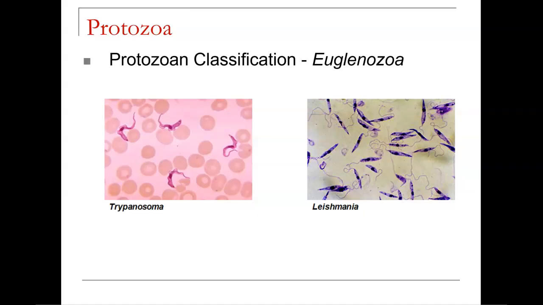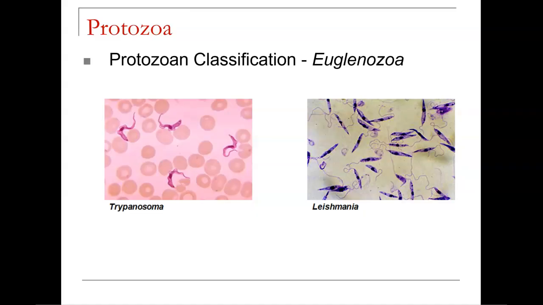You also have the kinetoplastids. These contain a single large mitochondrion. A kinetoplast is a unique region of DNA found within the mitochondrion. An example is Trypanosoma, the one you see in pink there. It's a causative agent of African sleeping sickness and Chagas disease, transmitted by insect vectors like flies and bugs.